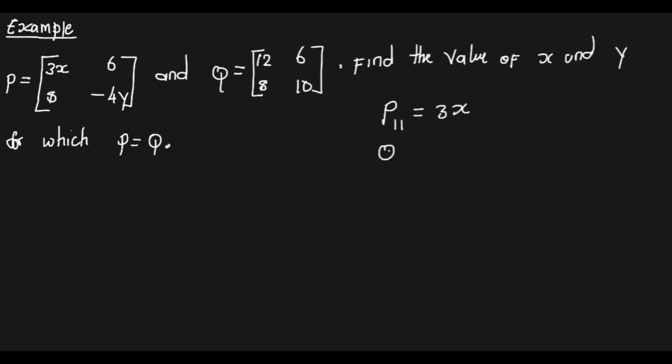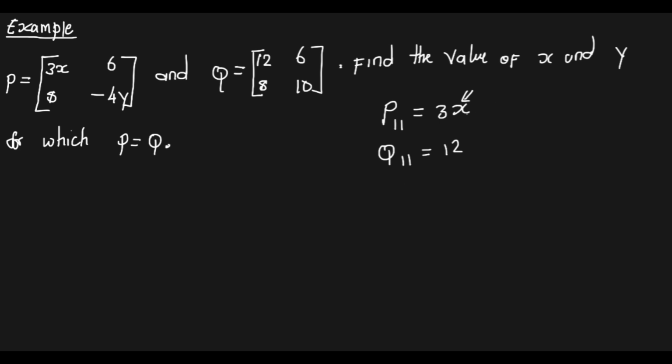Let's also look at Q row 1 column 1. So that is also equal to 12. We can see that row 1 column 1 for P is 3x and row 1 column 1 for Q is 12. So what this means is these two corresponding elements must be equal. So x represents a number that, if we multiply it, must also equal 12.